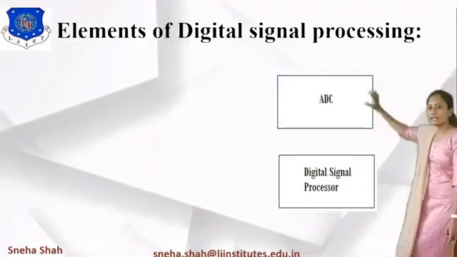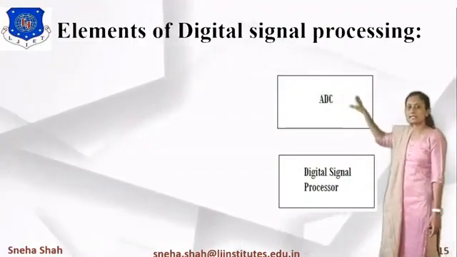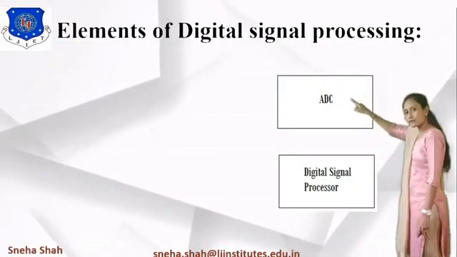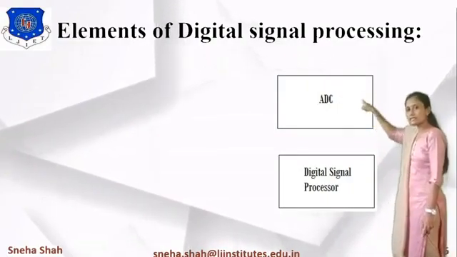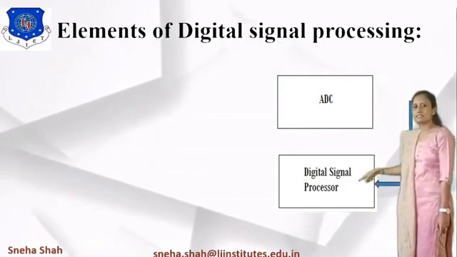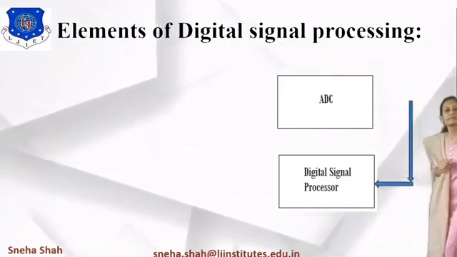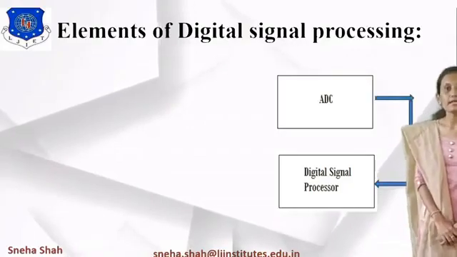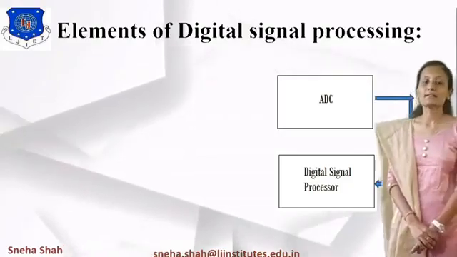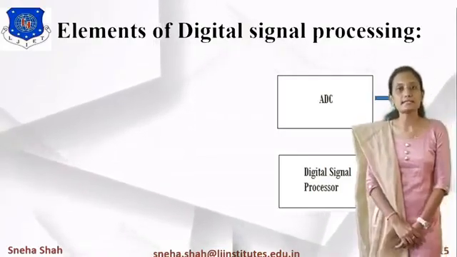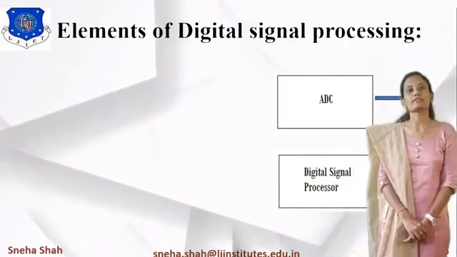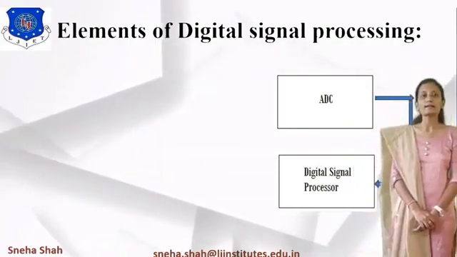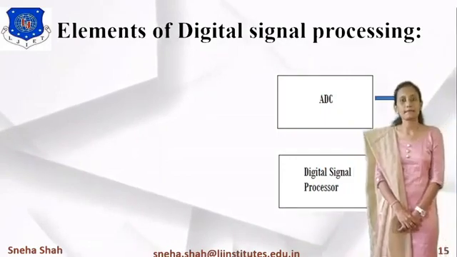For that we will use an analog to digital converter. Basically it will convert the analog signal into digital, then apply it to the digital signal processor, which will do the processing on it. But an analog signal can't be converted to digital directly. So first of all we have to do another process, which is sampling.